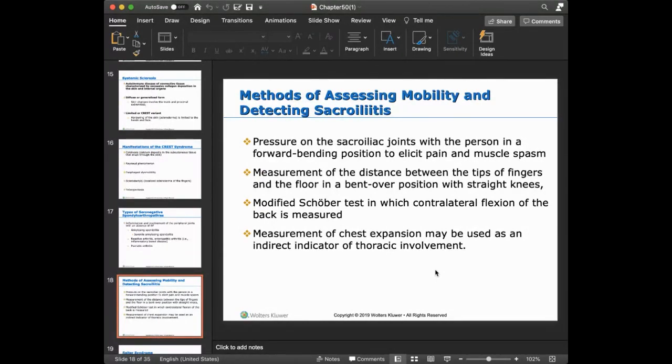So when we talk about problems with the connective tissue and the musculoskeletal system, how do we assess for mobility? What kind of things are we looking for with relation to determining how mobile a patient is?